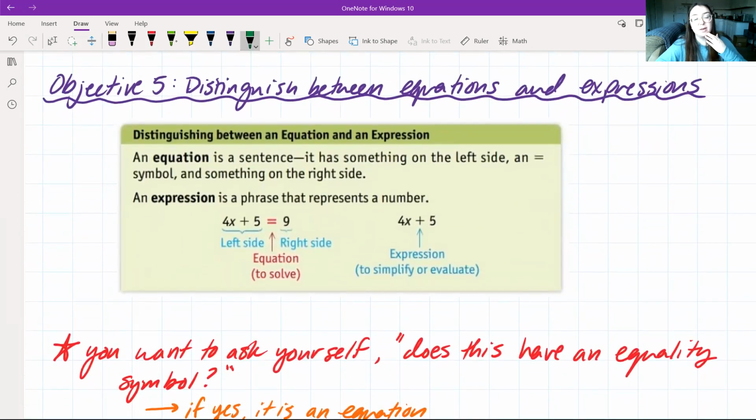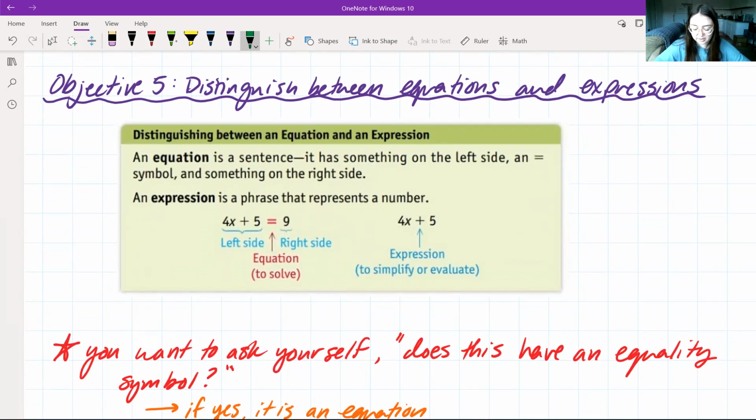All right, then lastly, we have our objective 5, which is distinguishing between equations and expressions. So an equation is a sentence. It has something on the left side, an equation symbol, and something on the right side. An expression is just a phrase that represents a number.